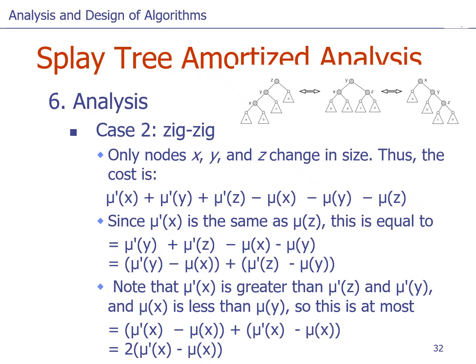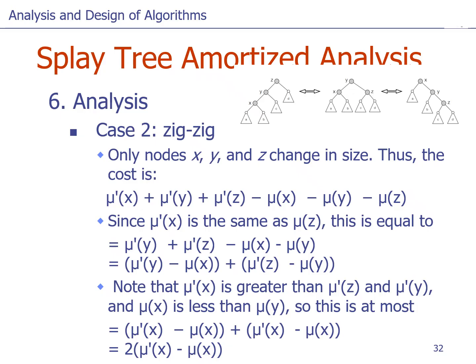Okay? So we have terms lost here, or gone. And then I can group them. Mu dash y minus mu dash x plus mu dash z minus mu dash y. Okay? Now, notice that mu dash x is greater than mu dash z.